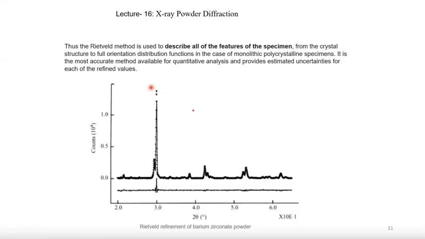I show one. This is a Rietveld refinement of barium zirconate powder. You see, the dotted one is the calculated one, and the dashed one is the observed one, and the difference is here. So we'll come to it again in the next lecture, a little bit more on Rietveld refinement, and then using high temperature X-ray powder diffraction, how we collect data and analyze the data.